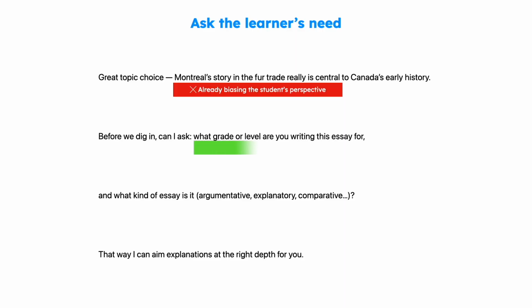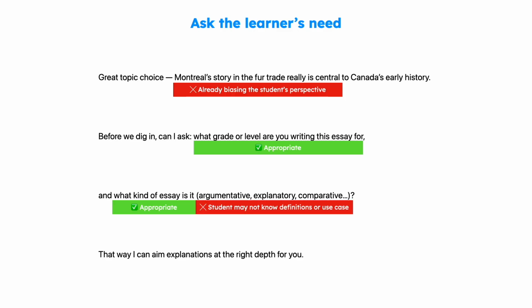Moving on to the second sentence, this is actually quite an appropriate question. What grade or level are you writing this essay for? That's perfectly fine. What kind of essay is it? That's also an appropriate question that I myself as an instructor would do with a student. But the definitions here might not be clear to the student, nor would their use case be clear. So argumentative, explanatory, or comparative, if we don't know what grade the student is in, we might not be able to actually ask them to answer this question effectively.